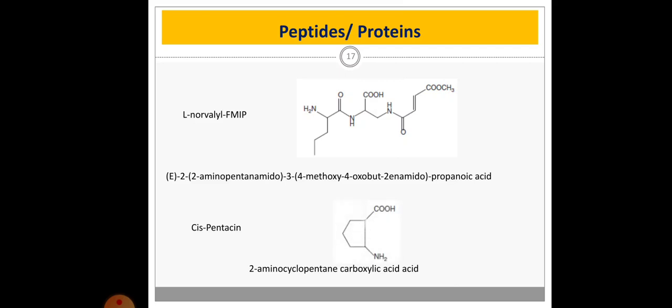This is the structure for cis-pentacin. Its chemical name is 2-amino cyclopentane carboxylic acid.